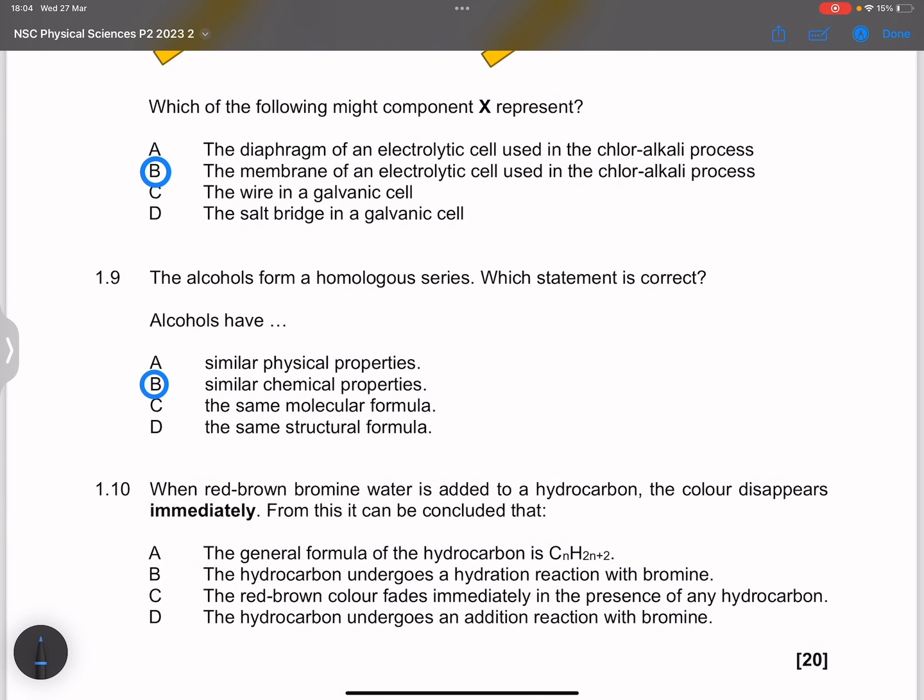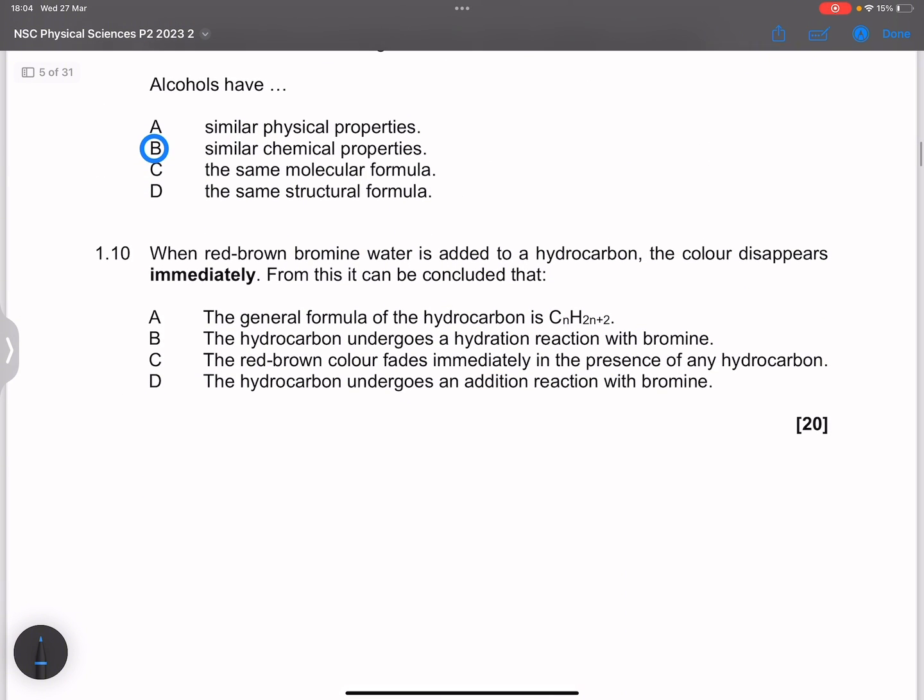Let's look at C and D. It says the same molecular formula. Remember, that's not true, because if you take ethanol versus methanol, they wouldn't have the same molecular formula as well as a structural formula. So D is also out of the question, right?